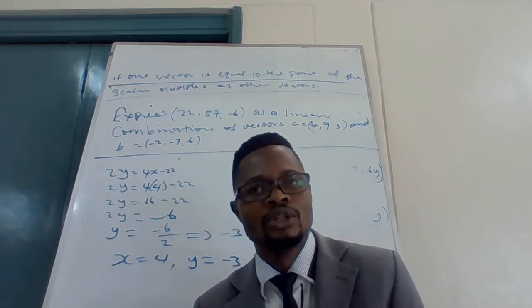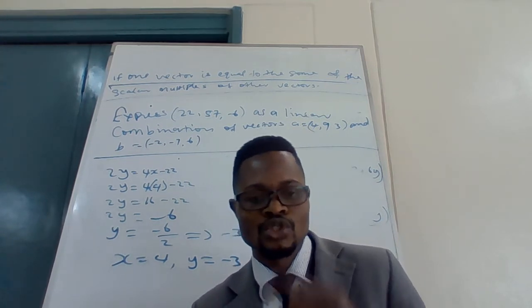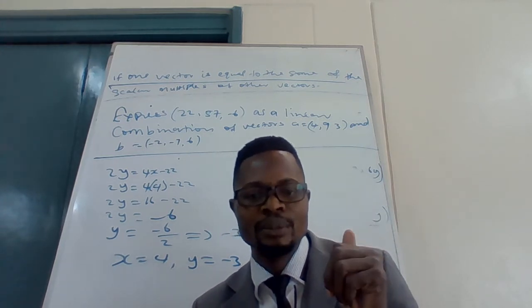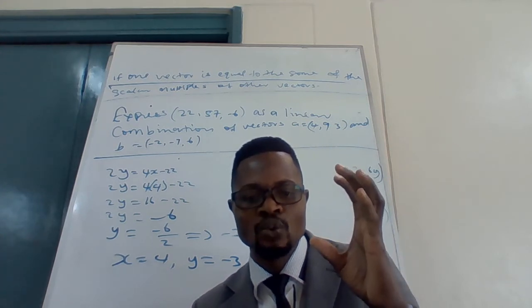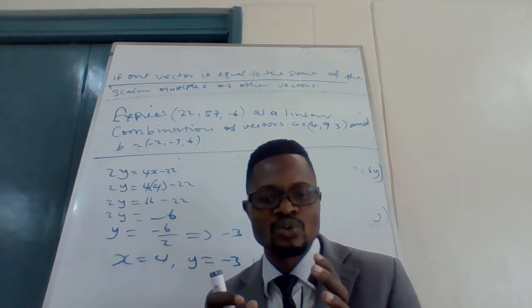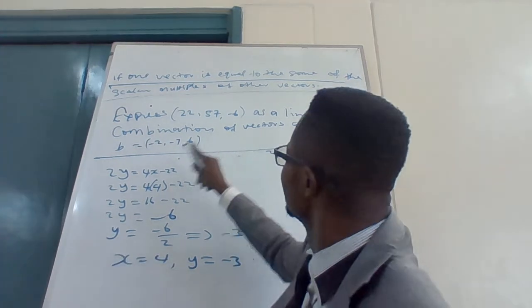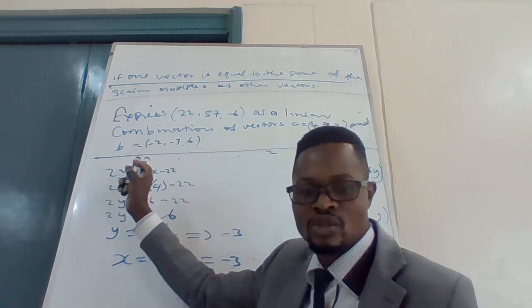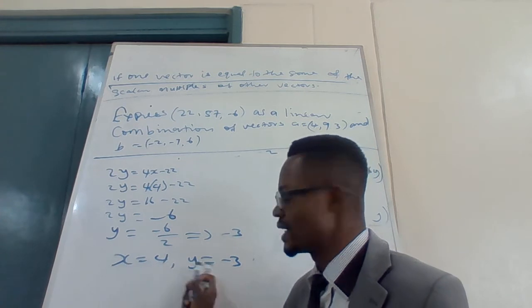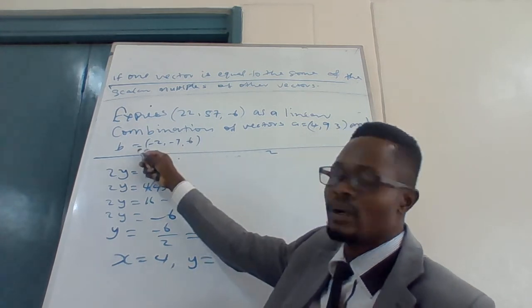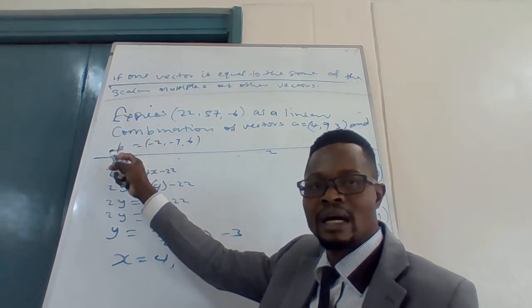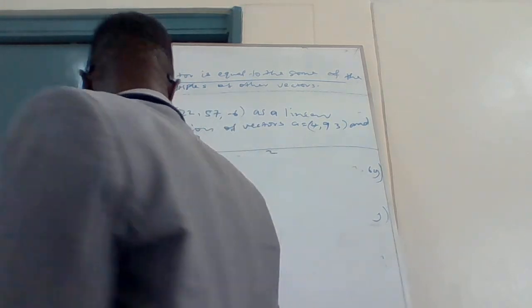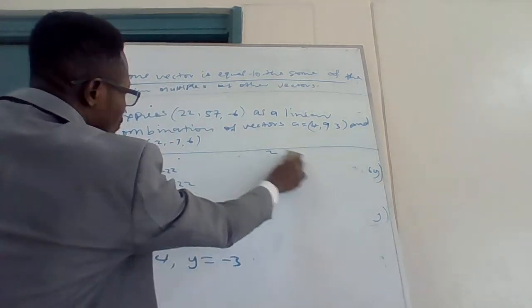So now we are almost done with the question. The last step is to substitute the values of x and y. Remember that we have our vectors: vector A is 4, 9, and 3, and vector B is negative 2, negative 7, and 6. We need to substitute the values of x and y into our two vectors so that we make both in linear combination with each other, and that will be our final solution. So let us see how to conclude.